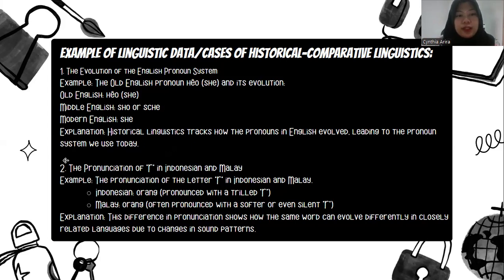The second example is the pronunciation of R in Indonesian and Malay. So here the example. In Indonesian, we say orang, pronounced with a trilled R. And in Malay, we say orang, often pronounced with a softer or even silent R. So the R is kind of silent maybe.